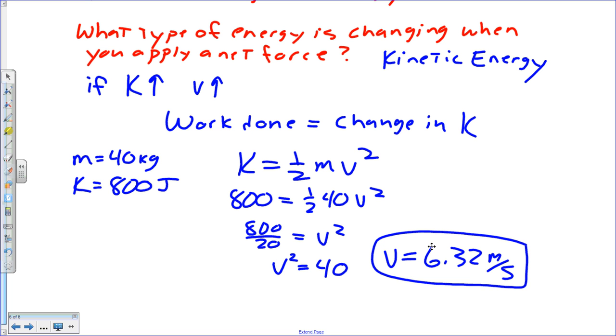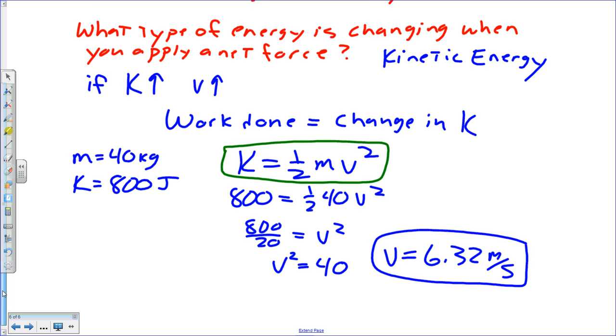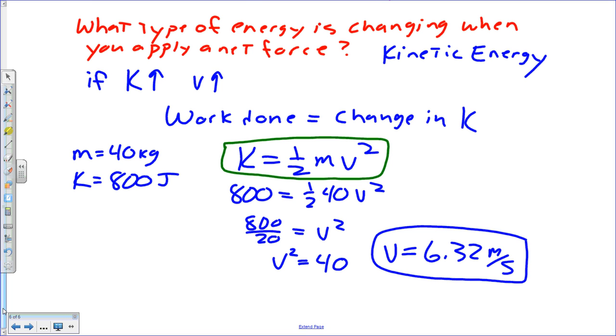So if we understand that the work done is changing the kinetic energy, we can use this equation here to determine the final velocity. Of course, another extension might be what was the acceleration, or something that involves the four equations. That might be a good extension to this problem.